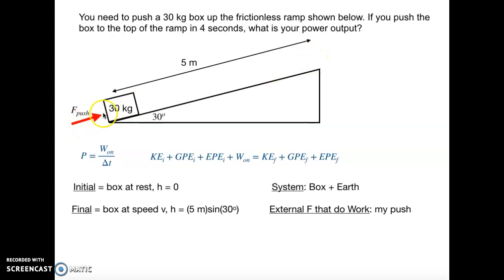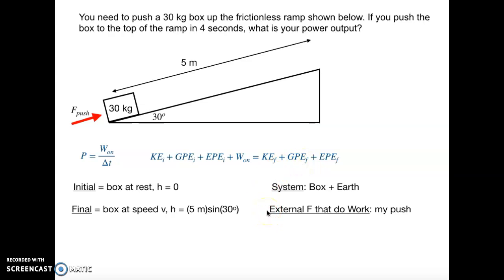So you're going to push this box up the ramp the entire time you're pushing. And so when it gets to the top of the ramp, it will be moving at some speed. I don't know what that speed is just yet. Let's define our system to be the box plus the Earth. The box is changing height, so I'll include Earth in the system so we can talk about gravitational potential energy.